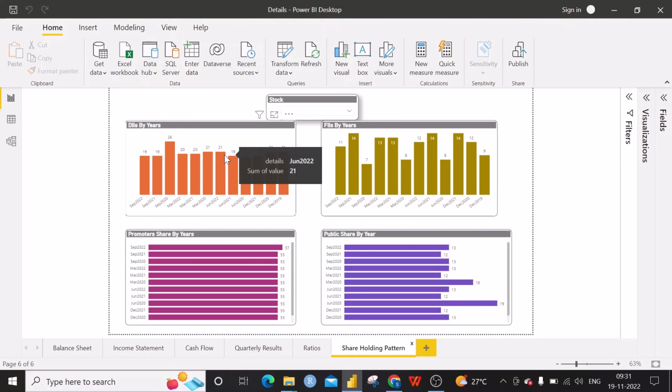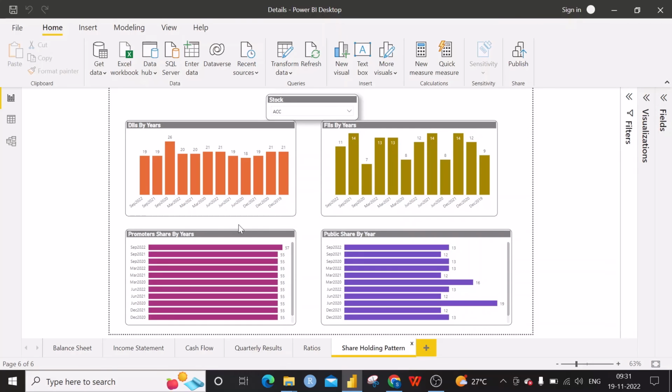So the DIIs have been reduced by 2 percentage in the last quarter, and the same has happened in the FIIs also. In June 2022 it is 12 percentage. In September 2022 quarter it is 11 percentage. That means 1 percentage has been reduced. So what we see is in the last quarter the FII investment as well as DII investments both have been reduced from the previous quarter.